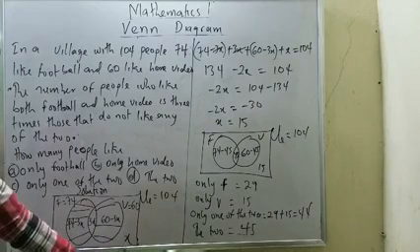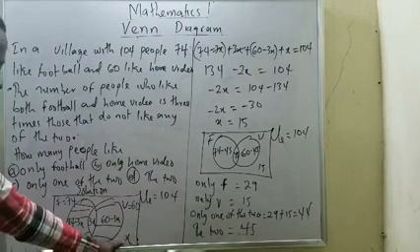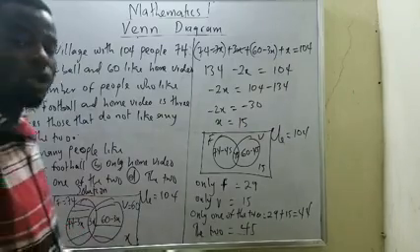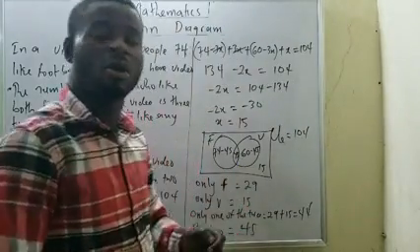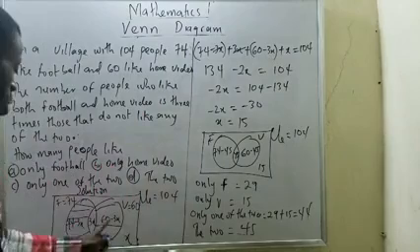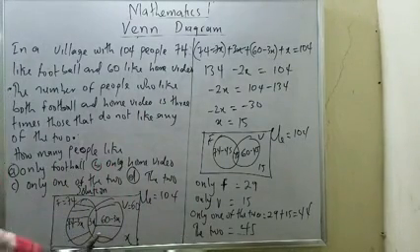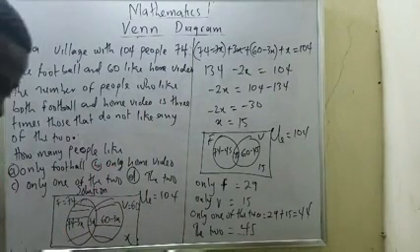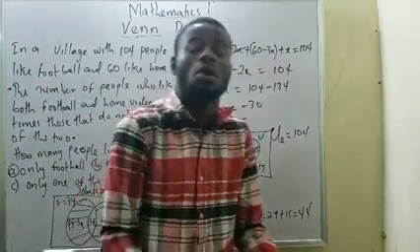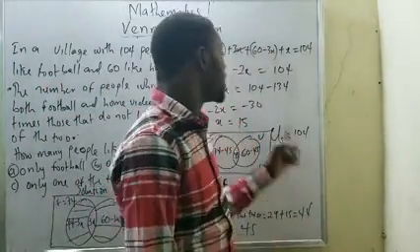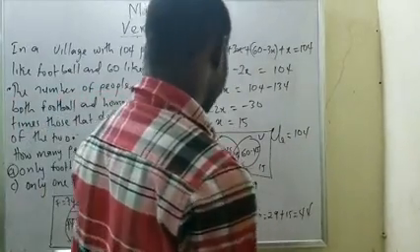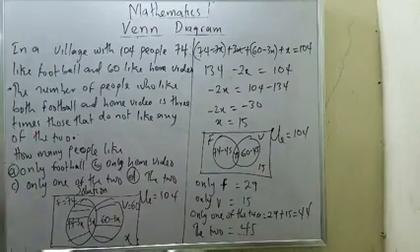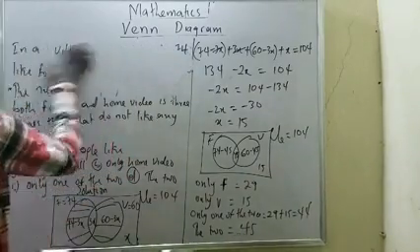Now, none of them, it means this one here, 15, are those that do not watch home video and do not watch football. It means 15 people are just in that village. They are not interested in home video or football. Maybe they like basketball or other things. That is what we are talking about. Okay, that is all I have for you.